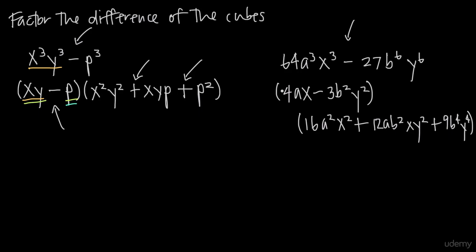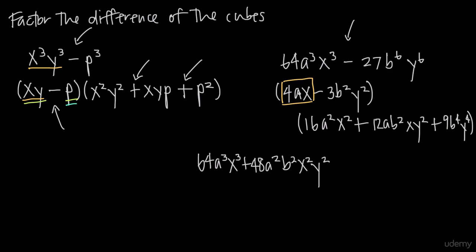And in order to do that, we'll take the first term in our binomial, in this case 4ax, and we'll multiply by each of the terms in our trinomial. So 4ax times 16a squared x squared is going to be 64a cubed x cubed. Then we're going to take 4ax and multiply it by 12ab squared xy squared, and that's going to give us 48a squared b squared x squared y squared.